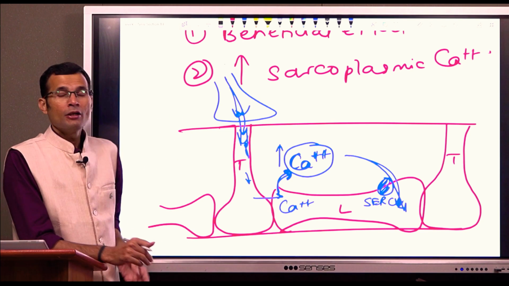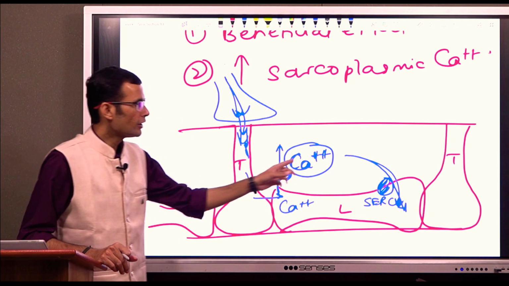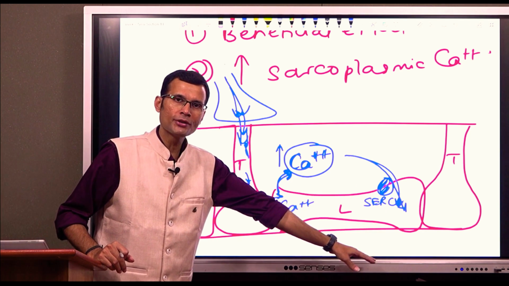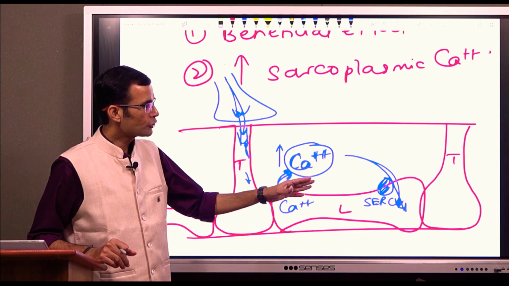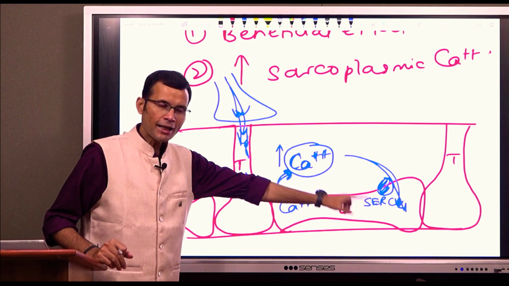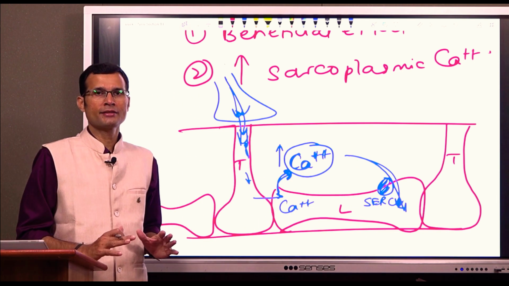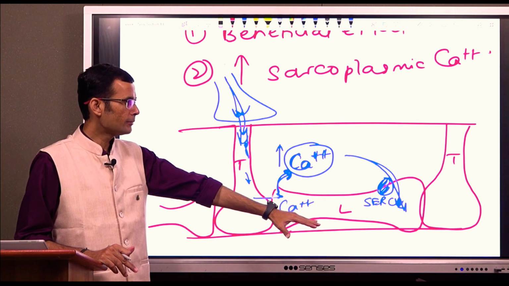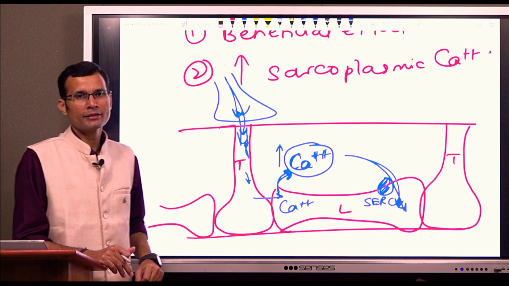sarcoplasm, for the relaxation to occur, this calcium has to be removed. This calcium has to be pumped out of the sarcoplasm. This calcium has to be removed and pumped out by this SERCA. When that happens, only then the muscle will relax. Okay, so calcium removal from the sarcoplasm and the muscle will relax.